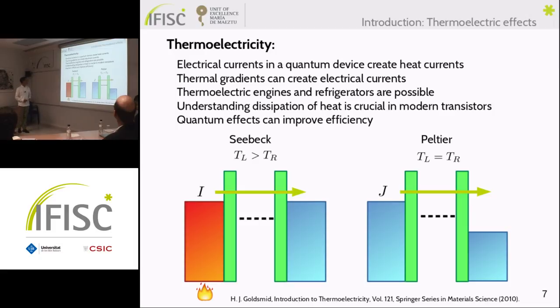It's important to know that quantum effects, it's said that they can improve efficiency of such systems. And also, understanding the dissipation of heat can be very important in modern transistors, since they can help enhance battery life, for example, in devices, or lead us to improved solar panels.